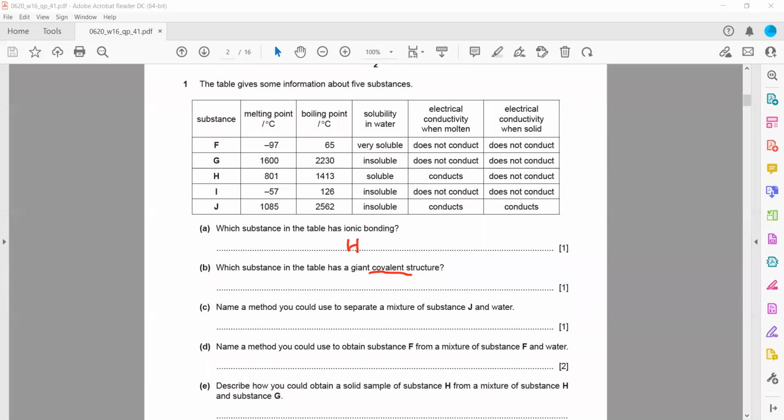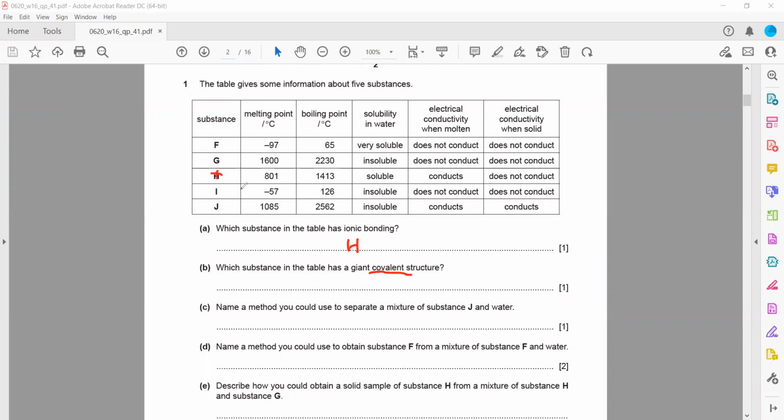High melting point, and H we have already selected, so it cannot be H. We are left with J and G. But J is conducting in both. Giant structures normally do not conduct except for graphite. So that's why G is the correct answer. J is actually a metal, the structure of a metal.